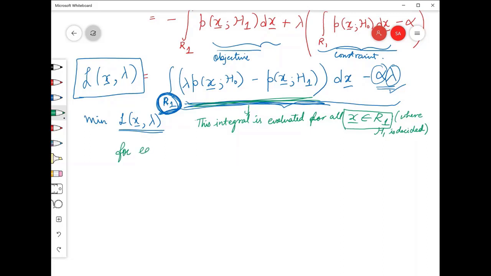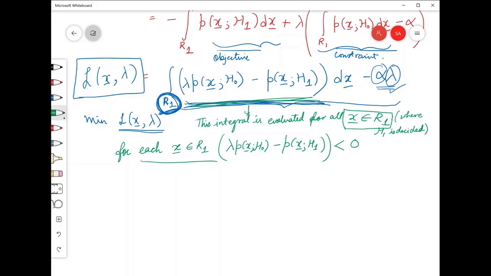So let me write it. For each x belonging to R1, lambda times probability of x given h0 minus probability of x given h1. I want to minimize it, so I want to put it less than 0. This is what I'm going to do for each value of x in R1.